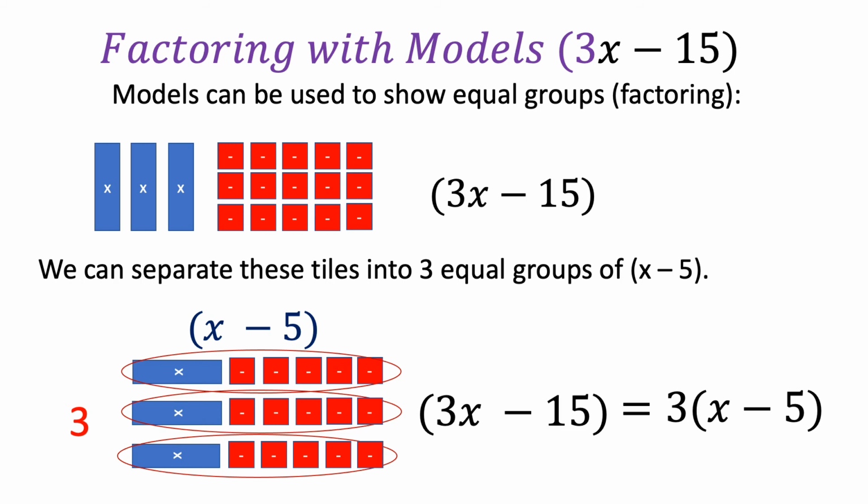We can use the distributive property to check this. 3 times x is 3x, and 3 times negative 5 is negative 15.